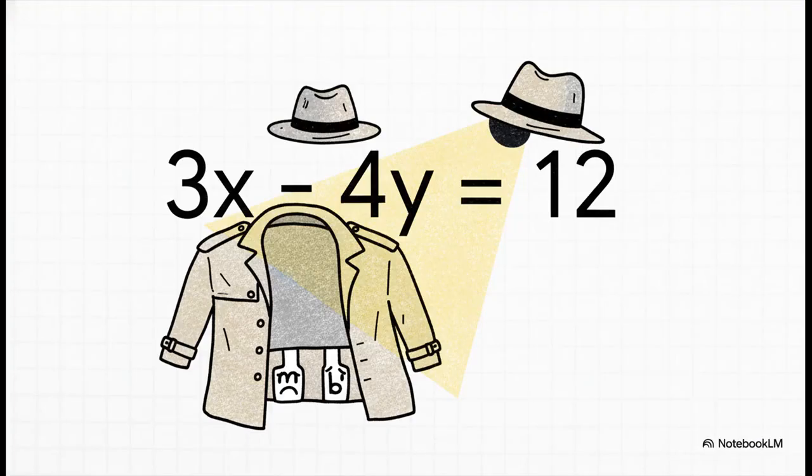So, sometimes you're going to see an equation that looks more like this. 3x minus 4y equals 12. This is called standard form. And as you can see, our m and our b are kind of hidden in there. But don't worry, the mission is always clear and simple. Just get y all by itself on one side of that equal sign.